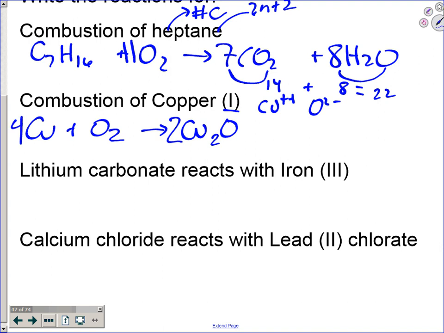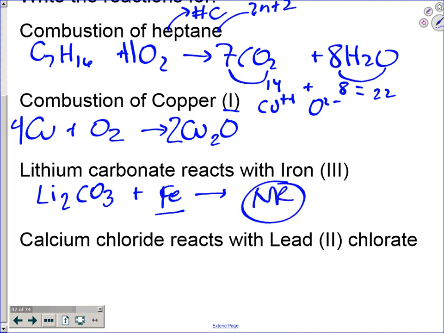Good. Okay. Lithium carbonate reacts with iron. Everybody, lithium carbonate. Li2CO3. Good. Reacts with Fe. Do I put the 3 plus here? No, it's just solid iron. And what do we get? So what do we say this is? No reaction. Good.